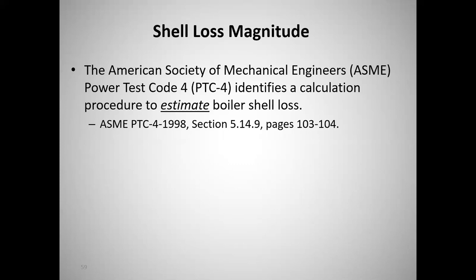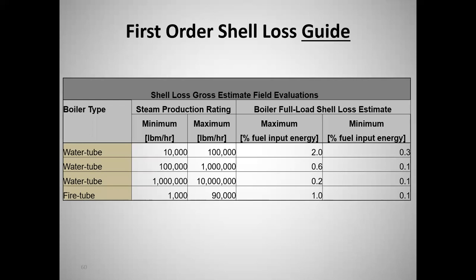A lot of times the shell loss is estimated different ways. Here is just kind of to give you some rules of thumb. This isn't very good, but it kind of gives you a low end and a high end to estimate a shell loss. And so we've got some different categories of boilers and different sizes. So we've got fire tube, we've got small fire tube, water tube. We've got 3 different water tube categories, kind of small, medium, and large, okay? And then for the fire tube.